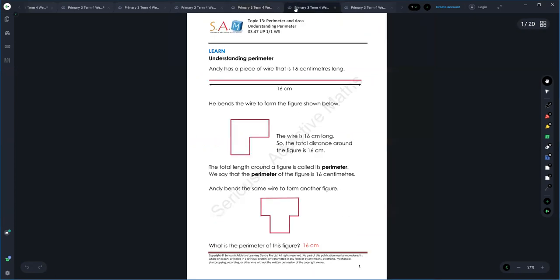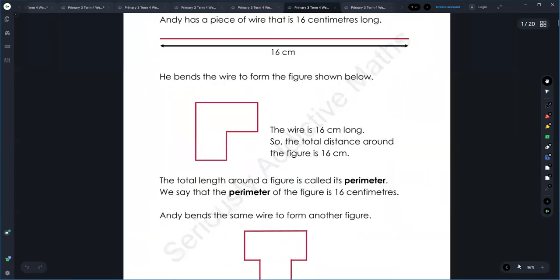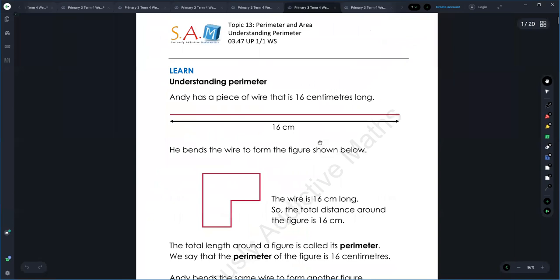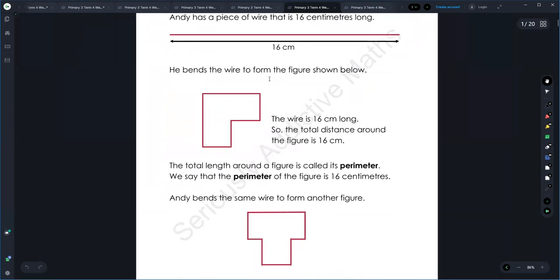Perimeter. Okay, so now they have to understand perimeter. We start off by going through the lesson materials here. Andy has a piece of wire that is 16 centimeters long. And if the wire is bent to make this figure, all right, what is the perimeter? The perimeter is exactly the length of the wire because it is bent to form this figure here. All right, so the distance around the figure is 16. So show them where the perimeter is, from here to here, and then down.